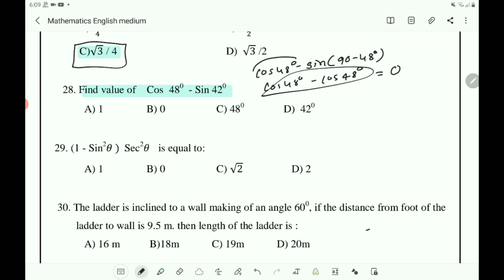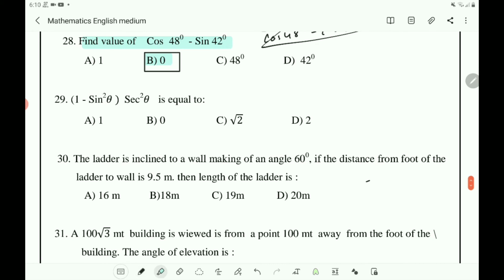Or otherwise you can convert this also into 90 minus 42 degree. Then you will get sin 42 degree minus sin 42 degree. Again that is also equal to 0. Anyone you can convert. Don't convert both. So what is the answer here? Option B is the answer. Note down the option B.